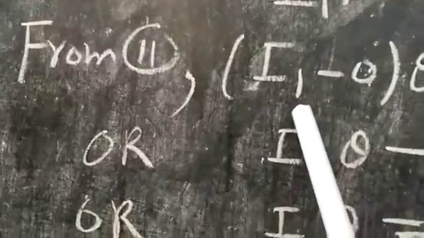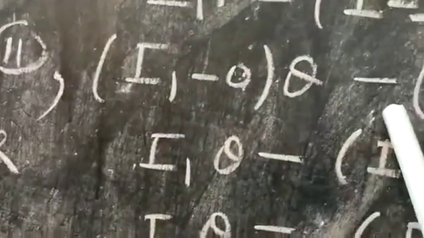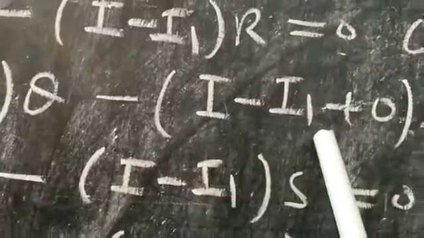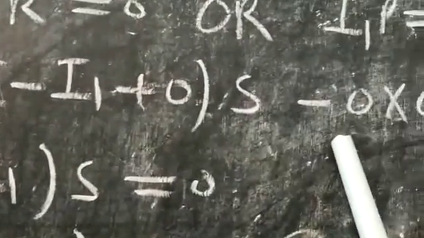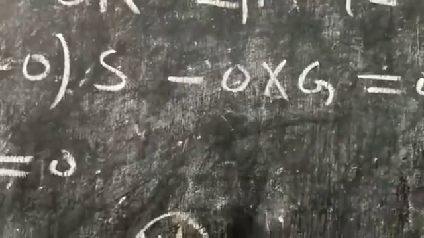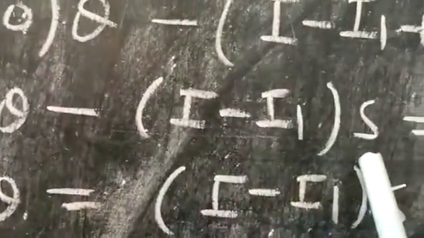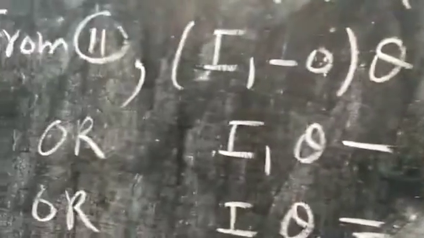Now in equation number 2 you can put Ig is equal to 0. That is (I1 minus 0) into Q minus (I minus I1 plus 0) into S minus 0 into G is equal to 0. This can be written as I1 Q minus (I minus I1) S is equal to 0, or further written as I1 Q is equal to (I minus I1) S.